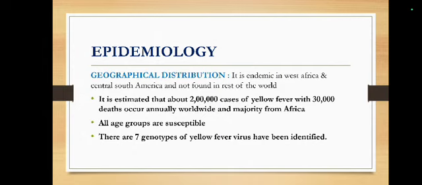Epidemiology. First, the yellow fever virus is very endemic in West Africa and Central South America, and in the rest of the world it is not found, including our India also. Every year about 2 lakh cases of yellow fever have been estimated, and in those 30,000 deaths annually occurring worldwide, and the majority, that is 90%, is from Africa, and all age groups are susceptible. There are 7 genotypes of yellow fever viruses identified till now.